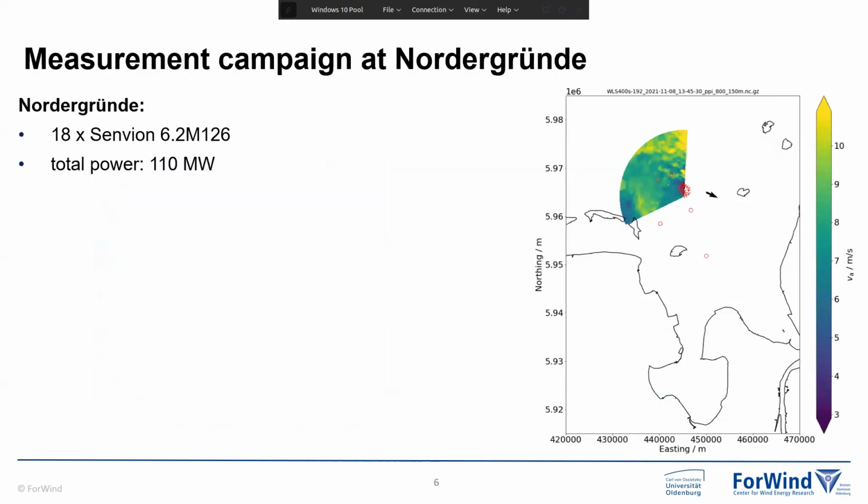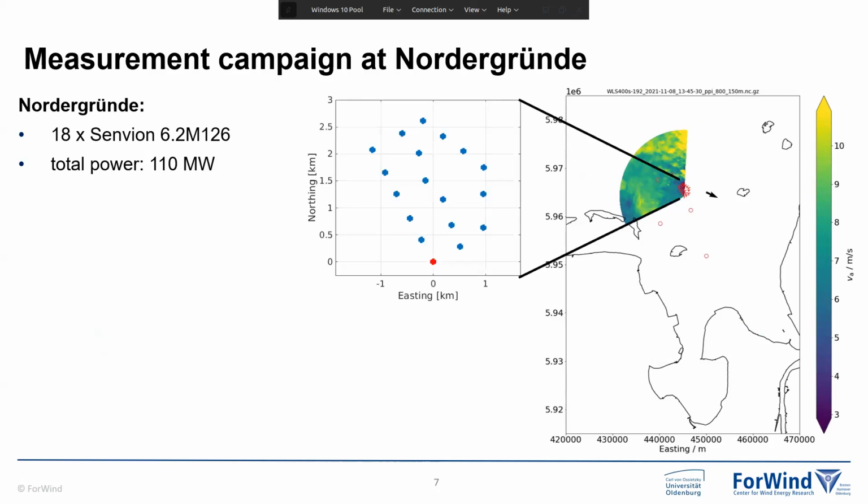Now, for the wind farm project, we performed measurements in the wind farm Nordergründe. It's a very small wind farm just north of the Jade Bight, and it consists of 18 wind turbines and has a total power of 110 megawatts. There's also an example LiDAR scan indicated there. There was not only one LiDAR, but also a second one. But let's first have a look at the layout of the wind farm. The wind turbine at the very bottom, marked in red, was the wind turbine where our LiDAR was installed for the forecasting measurements.